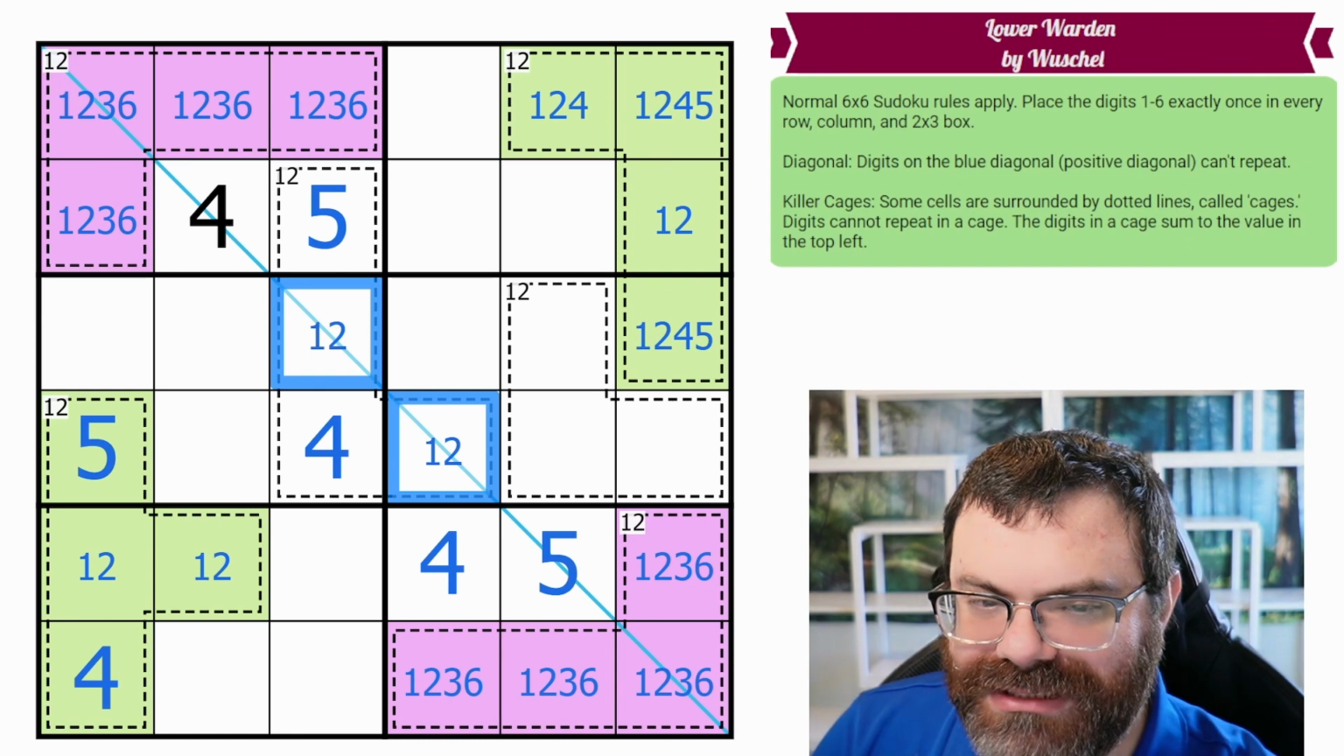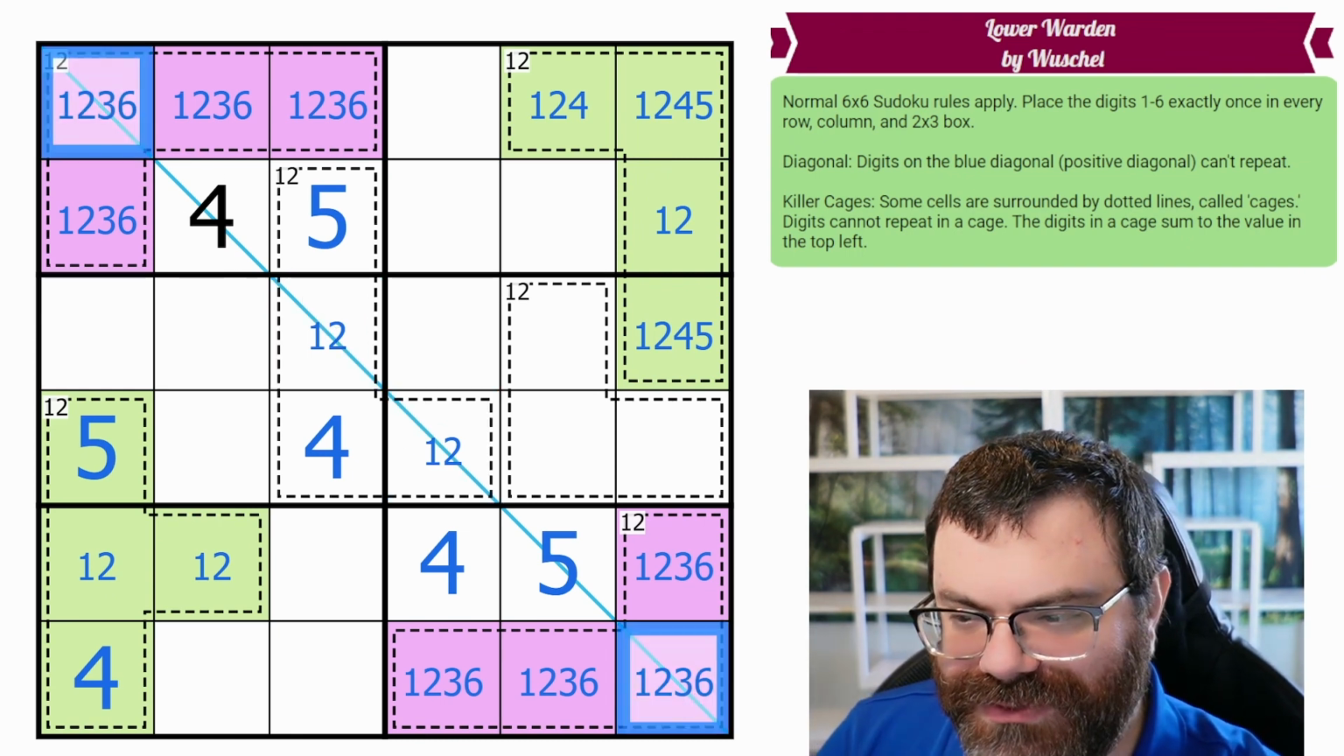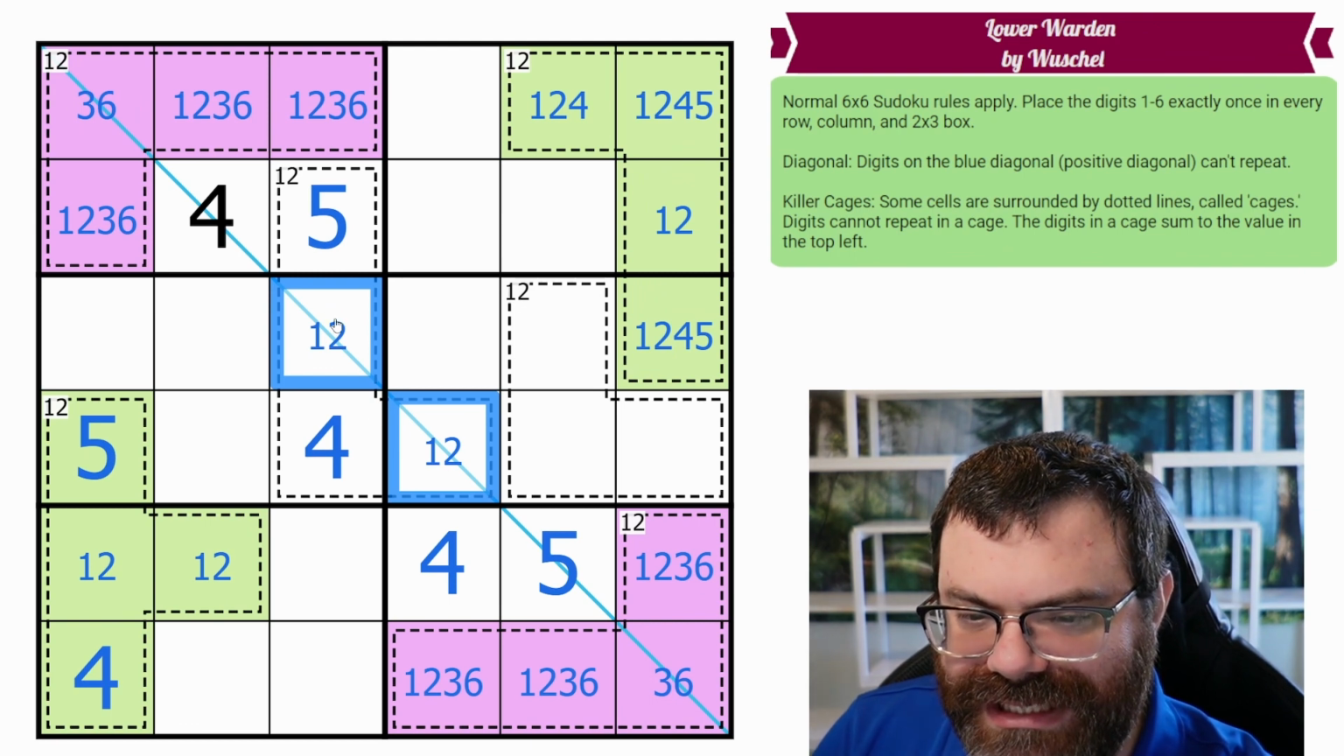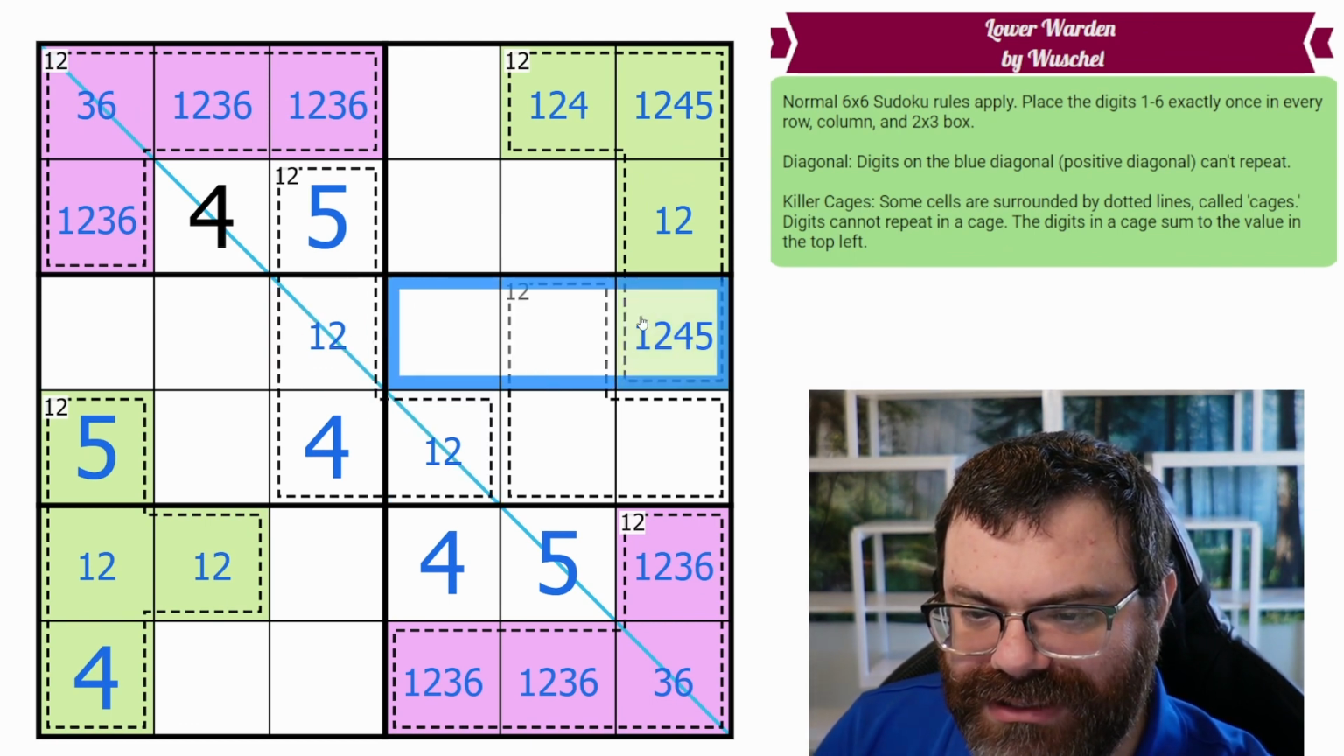This is a 1, 2 pair, right? Because it's on a diagonal, so they can't repeat. So first of all, these can't be 1, 2. So let's do that first. But most importantly, think about which cells see this 1, 2, right? It's all of these cells.